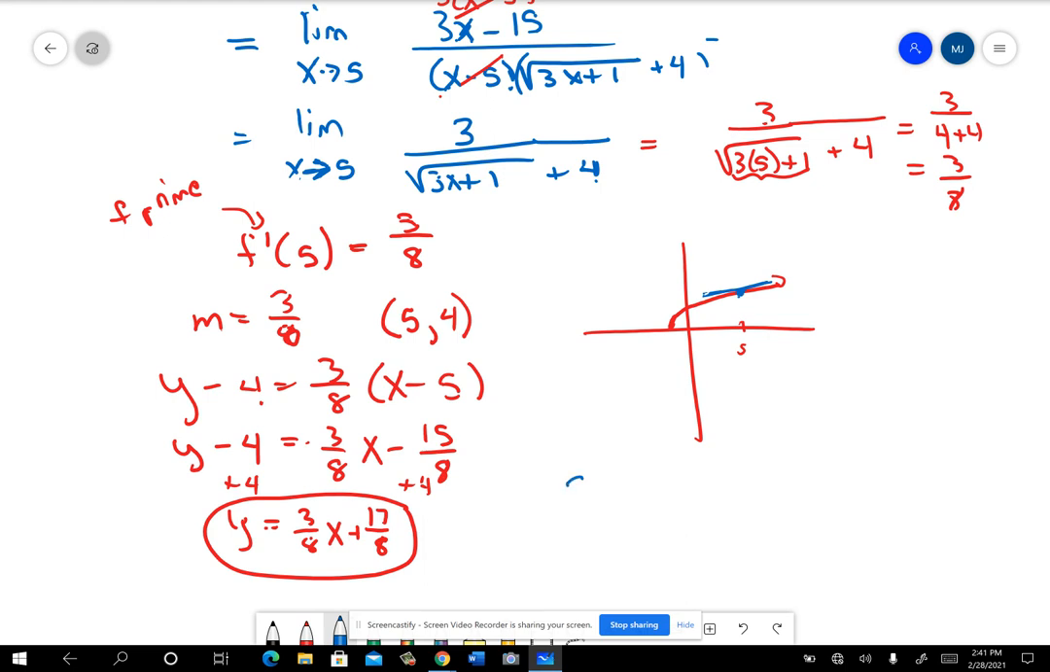So slope, this is an overgeneralization, but equals instantaneous rate of change, the slope of the tangent line. Let me write it a little different. M tan equals instantaneous rate of change. And that equals the derivative. I'll just say it that way.